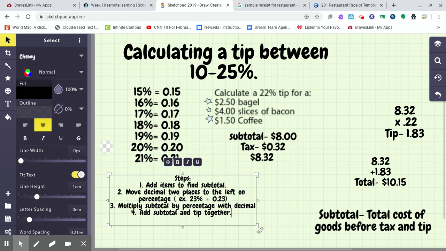$10.15. All right. So we're going to have 3 questions. Again, I'm not worried about tax right now. Some of the questions might have tax added in the price or whatever, but what you're focusing on is figuring out the tip and then adding the subtotal and the tip together to get an actual total.